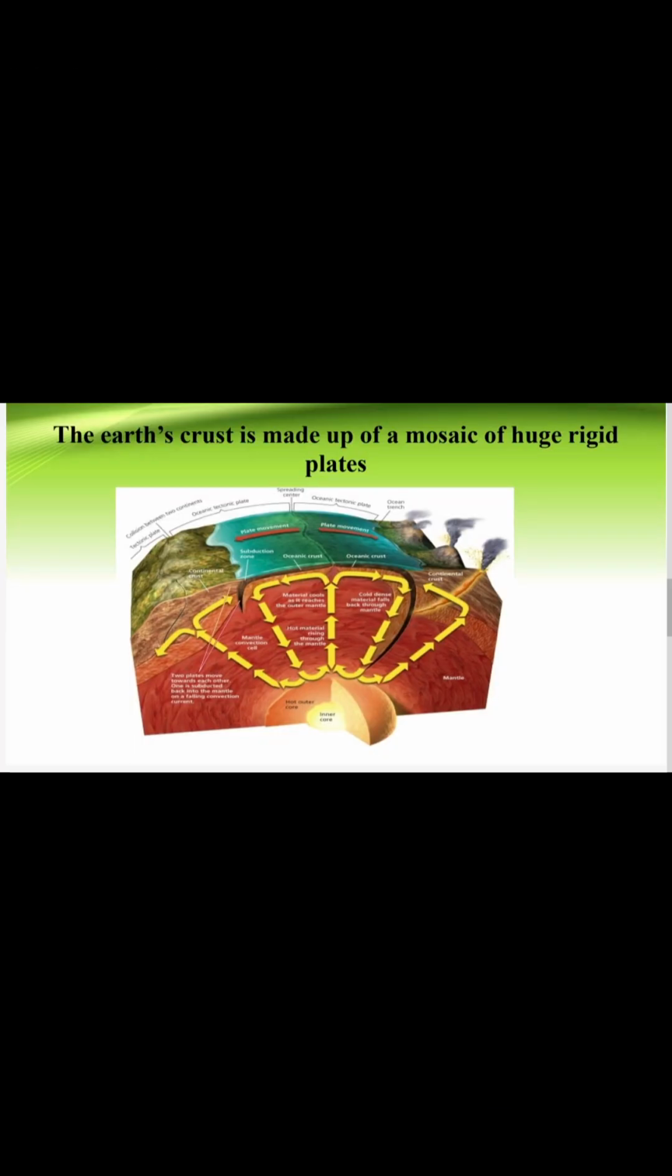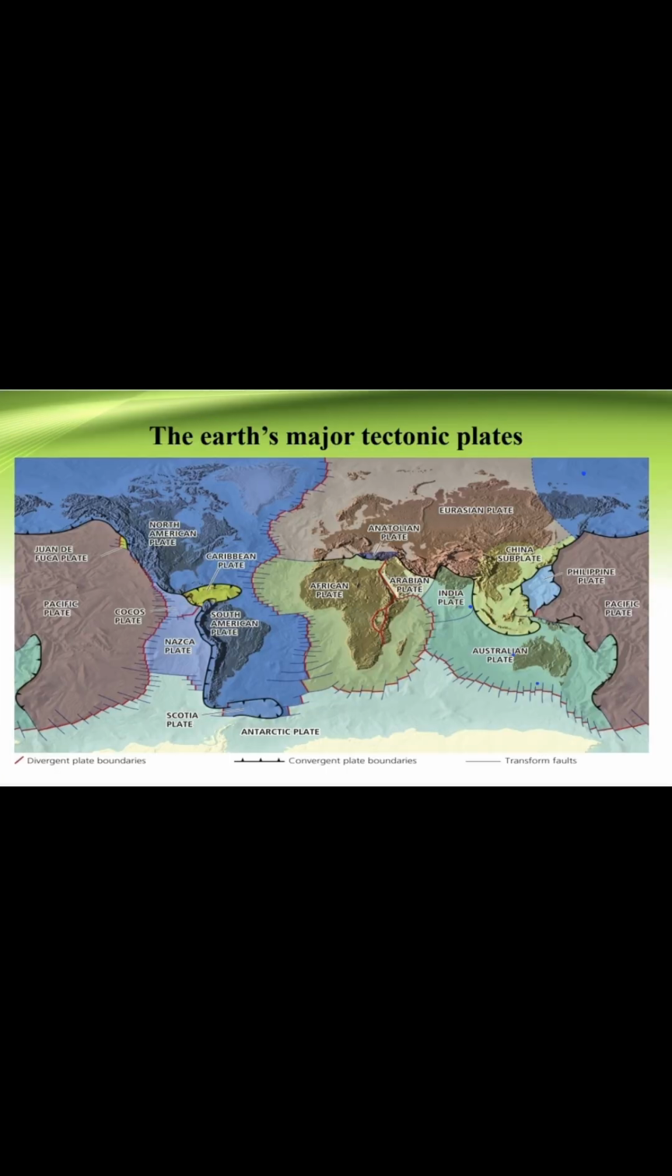So the area where this collision and subduction take place is called the subduction zone, and tectonic plates can also slide and grind past one another along a fracture or fault in the lithosphere, a type of boundary called a transform fault. The Earth's crust is made of a mosaic of huge rigid plates, as you can see in the diagram. And here are the Earth's major tectonic plates.